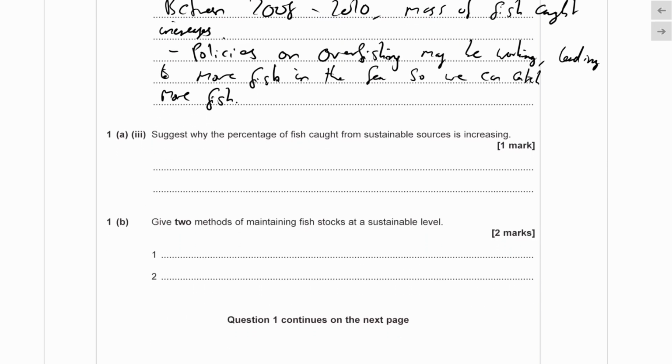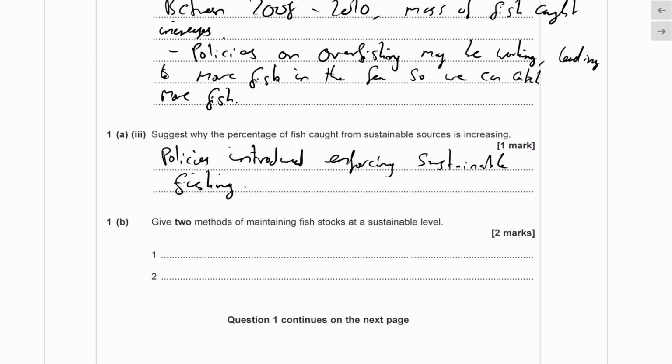All right. It says in part 3, suggest why the percentage of fish caught from sustainable sources is increasing, right? Now, there are a few reasons for this. One could literally be what I just said, which is that there are now policies on sourcing fish in sustainable ways. And so I can just say policies introduced enforcing sustainable, sorry about this handwriting, fishing. All right, and that's good for 1 mark.